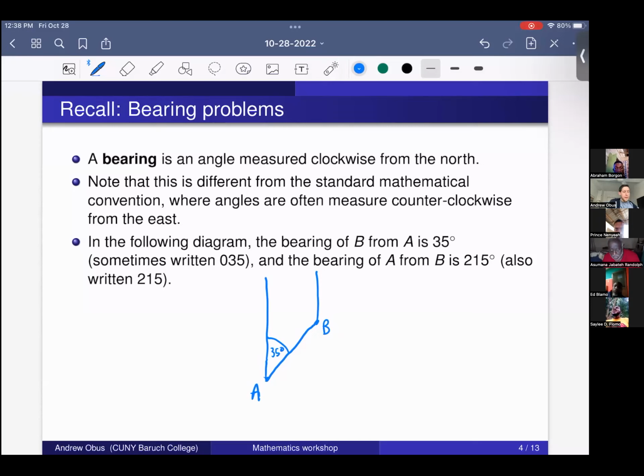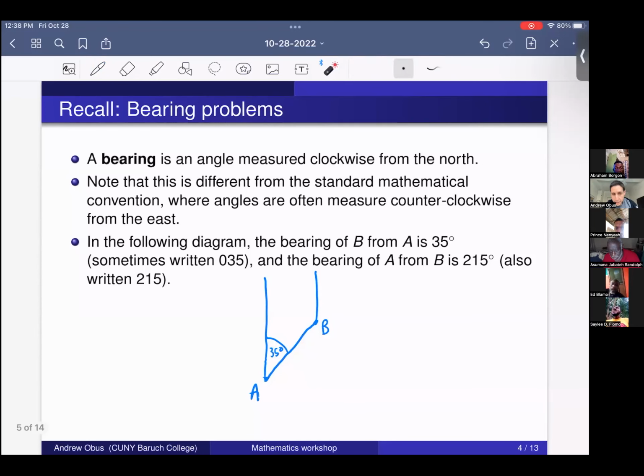All right, so we say that B has a bearing of 35 degrees from A. And likewise, if we want to know the bearing to get to A from B, you have to start in the northern direction from B. So you start on this line coming out of B.